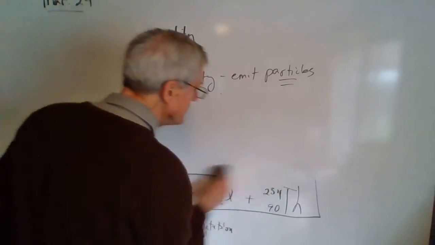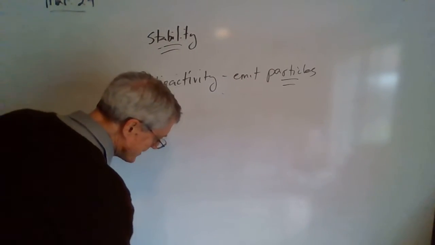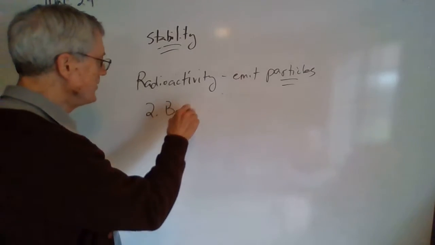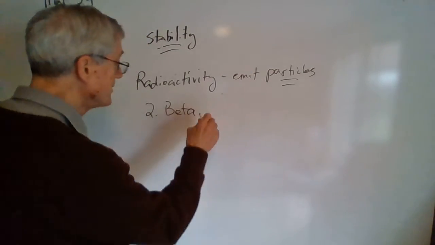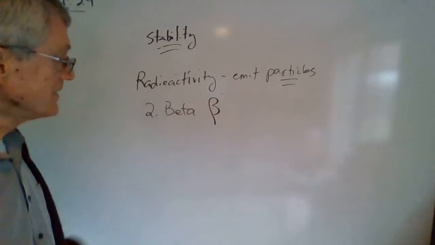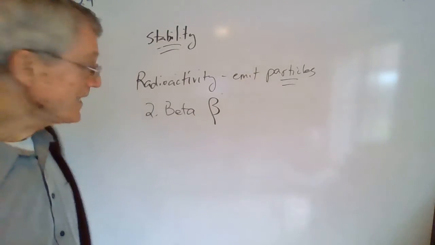All right, let's go to number 2. Number 1 was alpha, number 2 is beta. Do you remember, Nate, do you remember what a beta particle is from some science class you've had in the past? Beta particle, there's the Greek letter, capital beta. Nate, do you remember? You are correct.